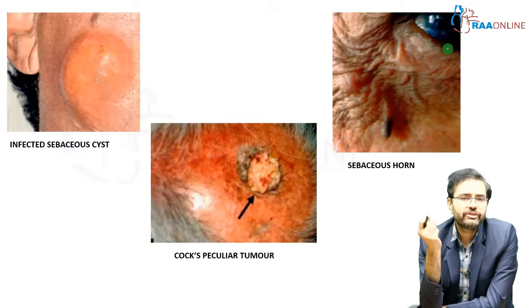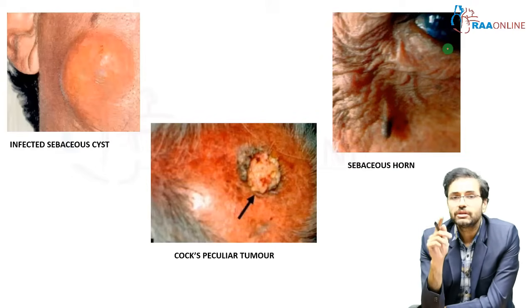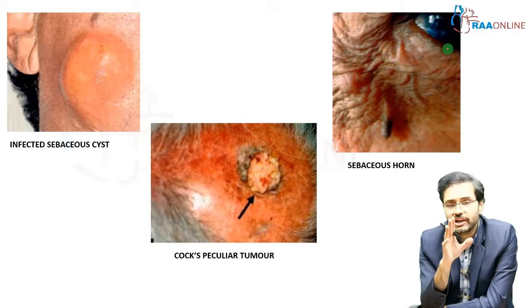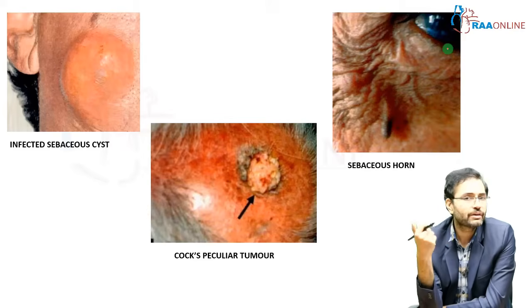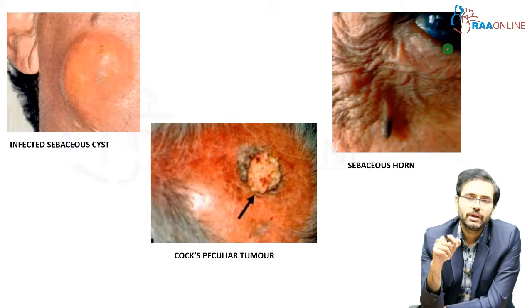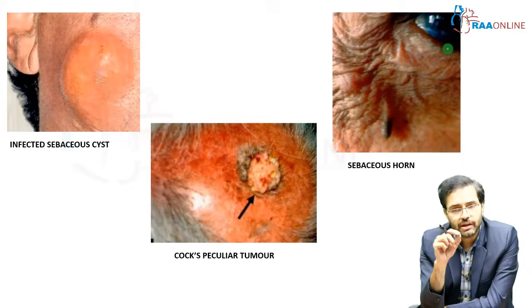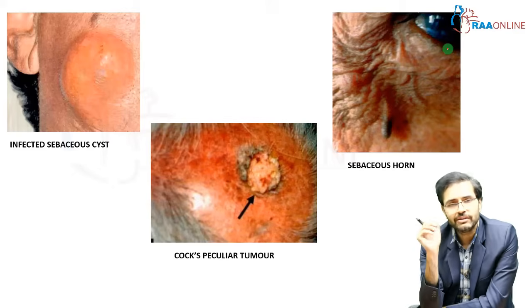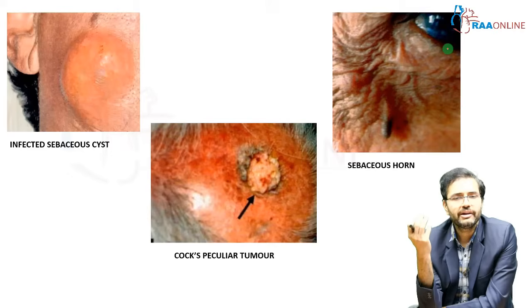What are the complications associated with sebaceous cysts? The most common complication is an infection of the sebaceous cyst, in which case it becomes an abscess and will require drainage. Sometimes the skin over the dome, or the summit, of the sebaceous cyst can undergo ulceration with exuberant granulation tissue formation, resulting in what is called Cock's peculiar tumor.